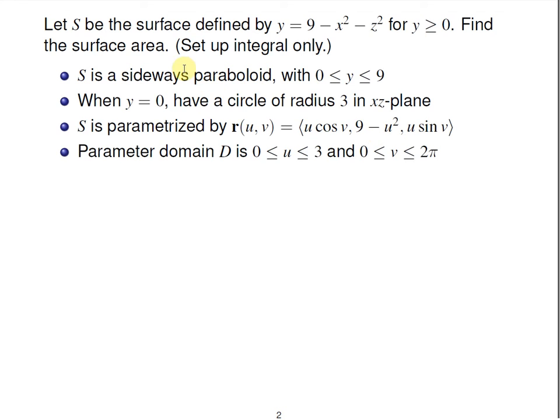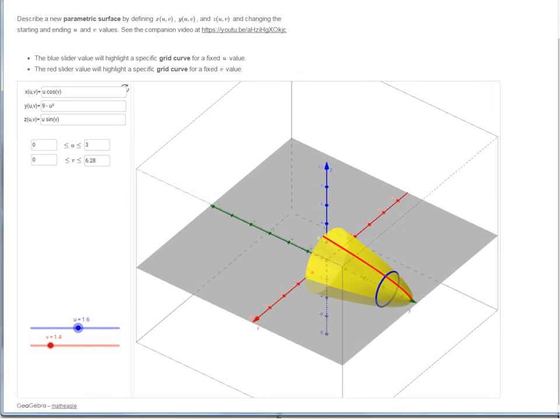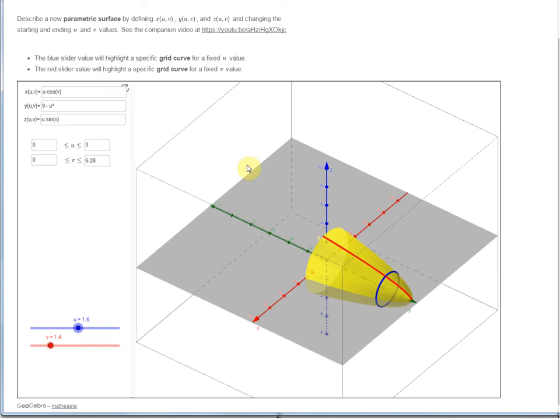And the parameter domain, what is u? u just goes from 0 to 3, so we're going to get the tiniest little circle, which is a point, all the way up to a circle of radius 3, and all radii of circles in between, and v goes from 0 to 2 pi. If you don't really trust me, you can try different parameterizations, but here it is in the app for parametrized surfaces.